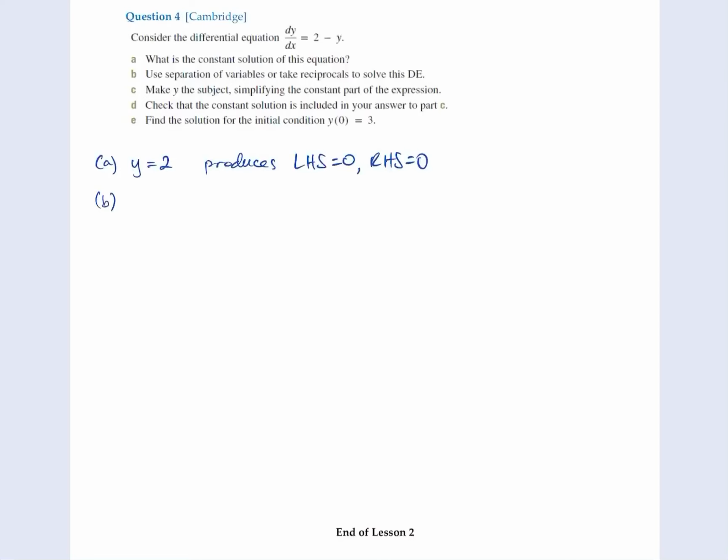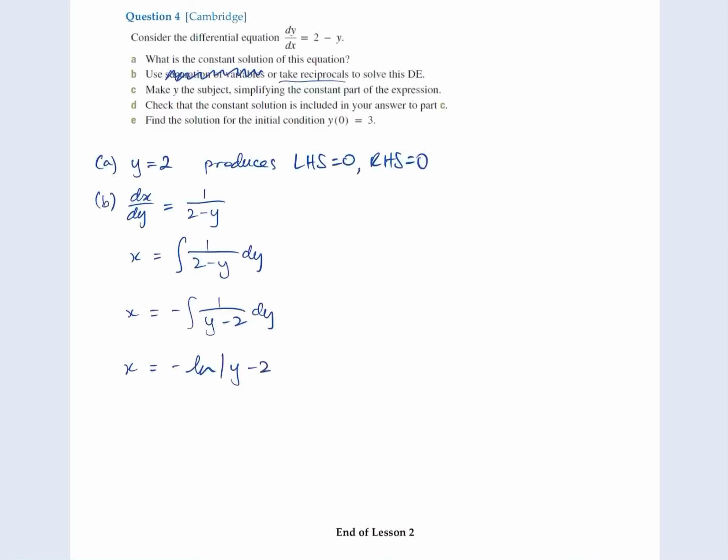B, use separation of variables. That's next lesson. Take reciprocals, that's better. Use take reciprocals to solve this differential equation. So dx/dy equals 1 on 2 minus y. And so x equals negative, getting ahead of myself, the integral of 1 on 2 minus y dy. To make that a better integral, I want it to look like that. x equals negative log absolute value of y minus 2, plus c.